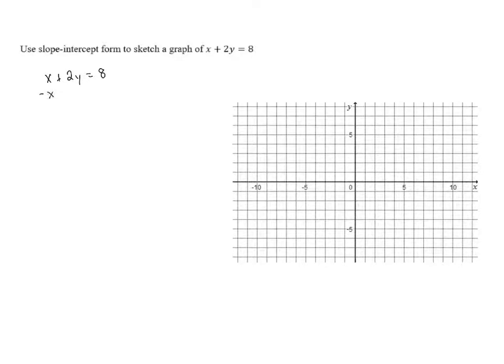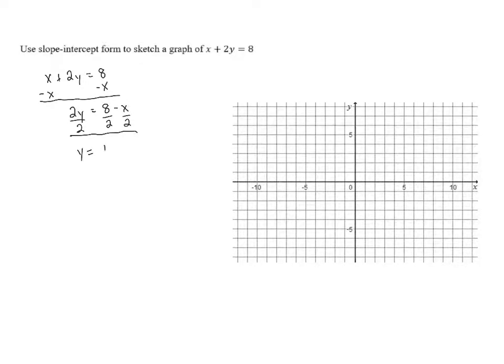So we're going to subtract x on both sides. That leaves us with 2y on the left and 8 minus x on the right. To get y alone, we have to divide by 2. So we also have to divide the terms on the right-hand side by 2. This leaves us with y on the left.